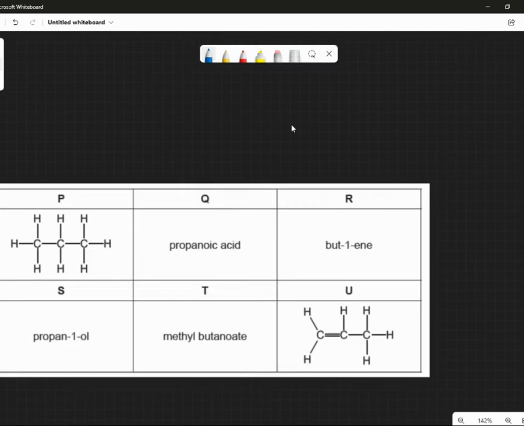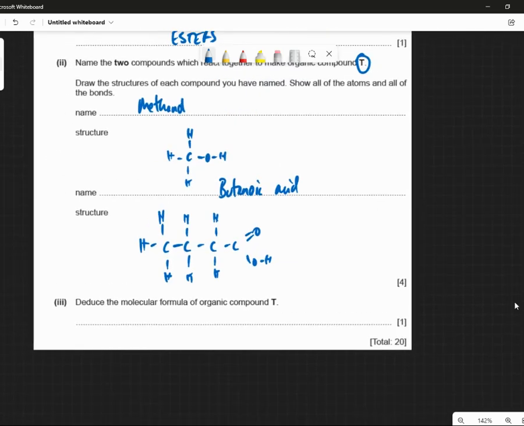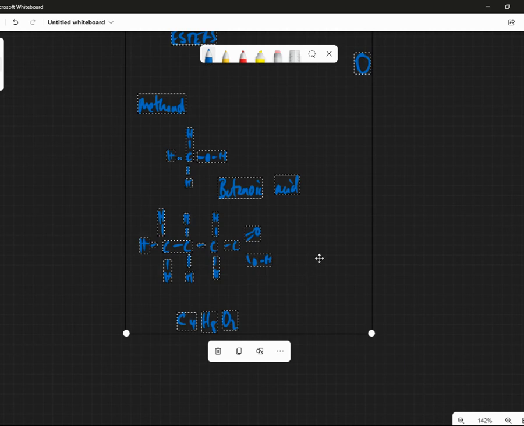Deduce the molecular formula of compound T. Which one's T? So the molecular formula is C, 1, 2, 3, 4, 5, 6, 7, 8, H8, O2. Okay, done with that one. That's that question. 20 marks, quite a lot. Let's have a look at the next one. Next one looks a bit nastier.